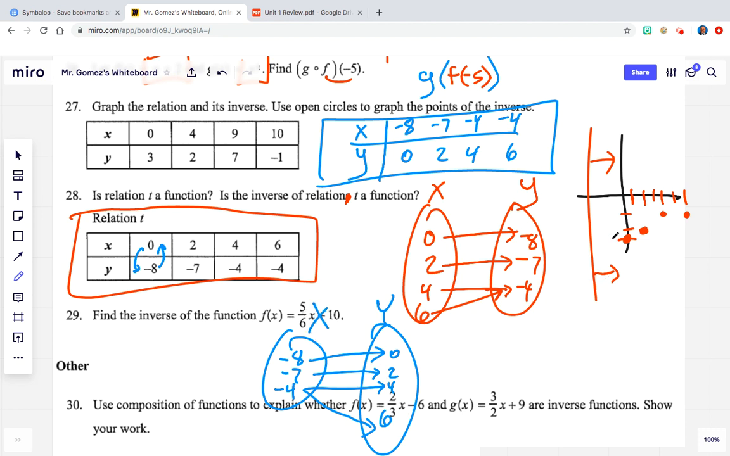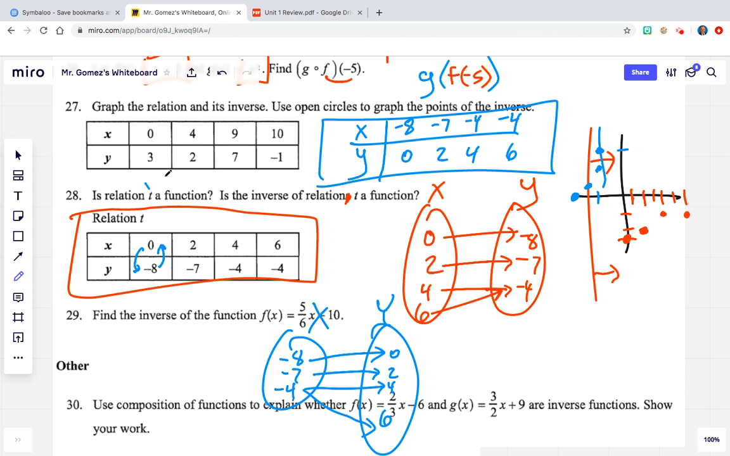And I'll do a quick sketch on that. So we have negative 8, 0, which is about here. We have negative 7, 2, which is about here. And then we have negative 4, positive 4. But then we have negative 4, positive 6. And you see right there, it would fail the vertical line test. So the inverse is not a function, okay?